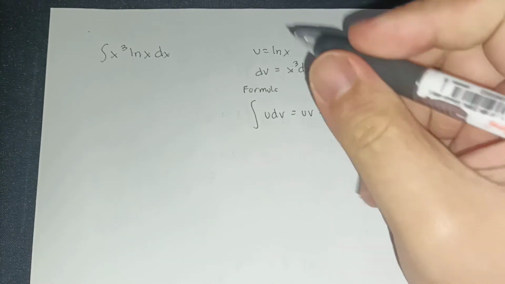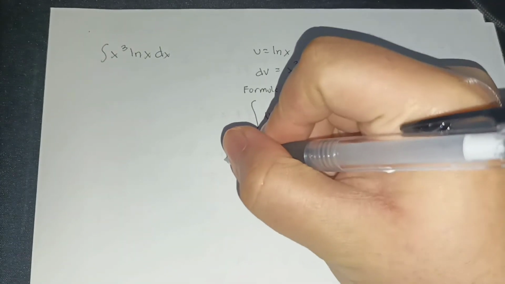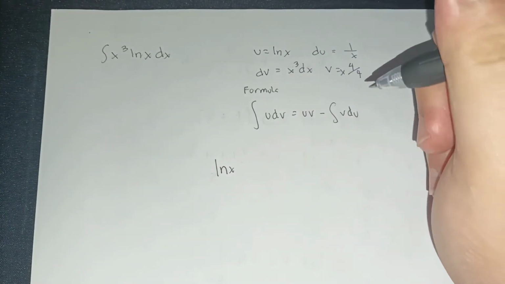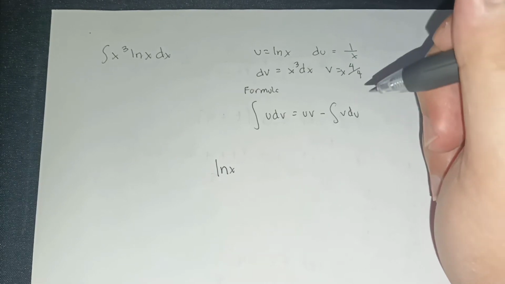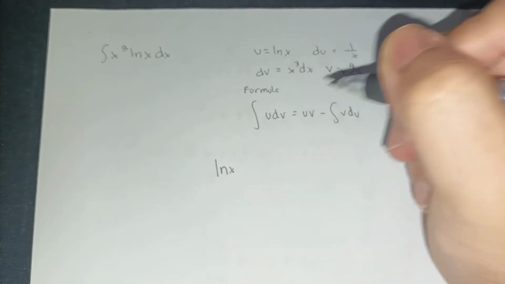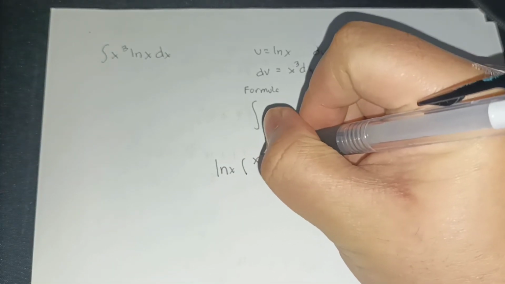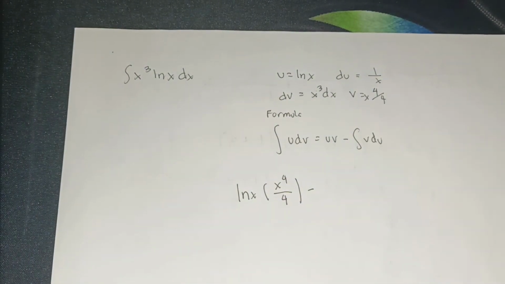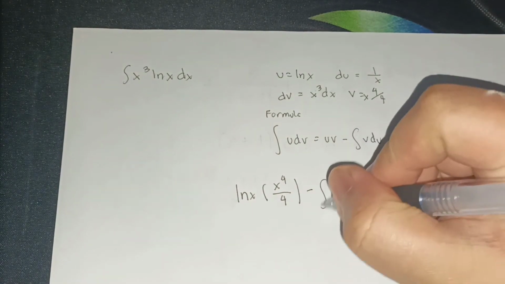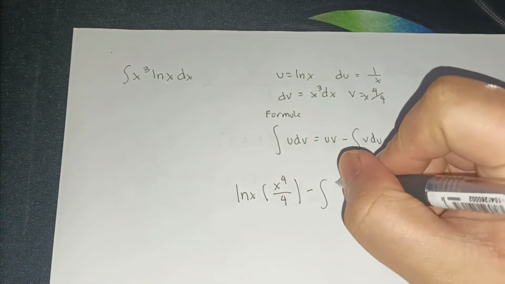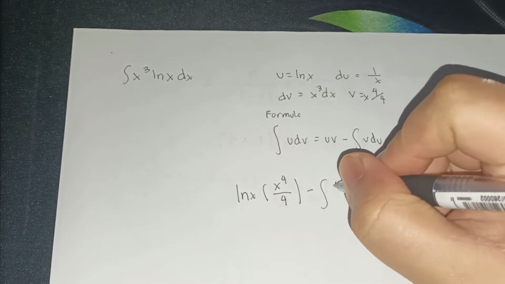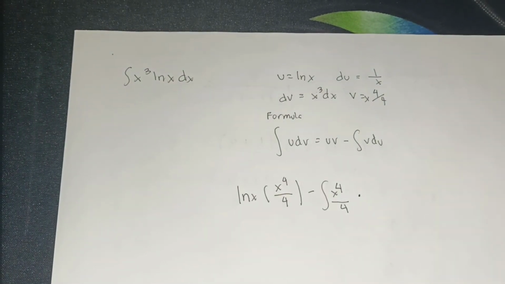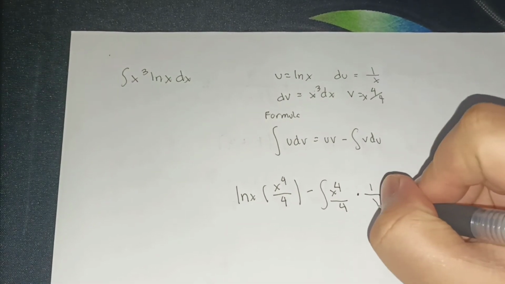We just classify them. Our u will be ln of x, and then dv, it's actually v, so u v is x to the 4th power over 4 times ln of x, open close parenthesis, minus the integral of v, which is x to the 4th power over 4, once again times 1 over x dx.